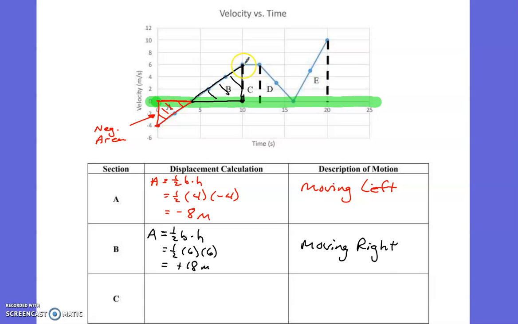For part C, we're going to find the area between the graph line and the 0 line. This is a rectangle, so my area is length times width. My length is from 10 to 12, which is 2. And my width is from 0 to 6, which is 6. This comes out to be a positive 12. Again, it is positive because it's above that horizontal axis. Because it's positive, that means that we are moving right.